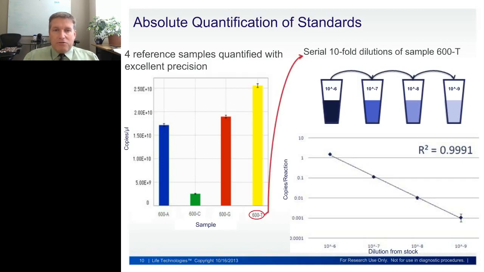The correlation coefficient of that line is approaching 1.0, so extremely good correlation. And the slope is right on what we expect it to be. It's about a 10-fold difference between sample to sample to sample, again illustrating how quantitative this particular assay is able to be.